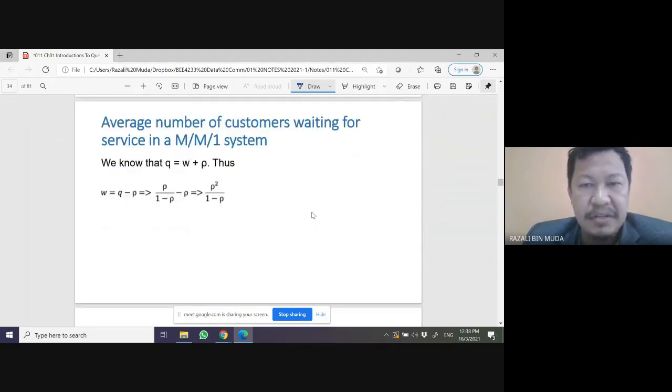For the average number of customers waiting for service, we know that Q equals lambda W plus rho. Thus, solving this equation, we get rho squared over 1 minus rho.